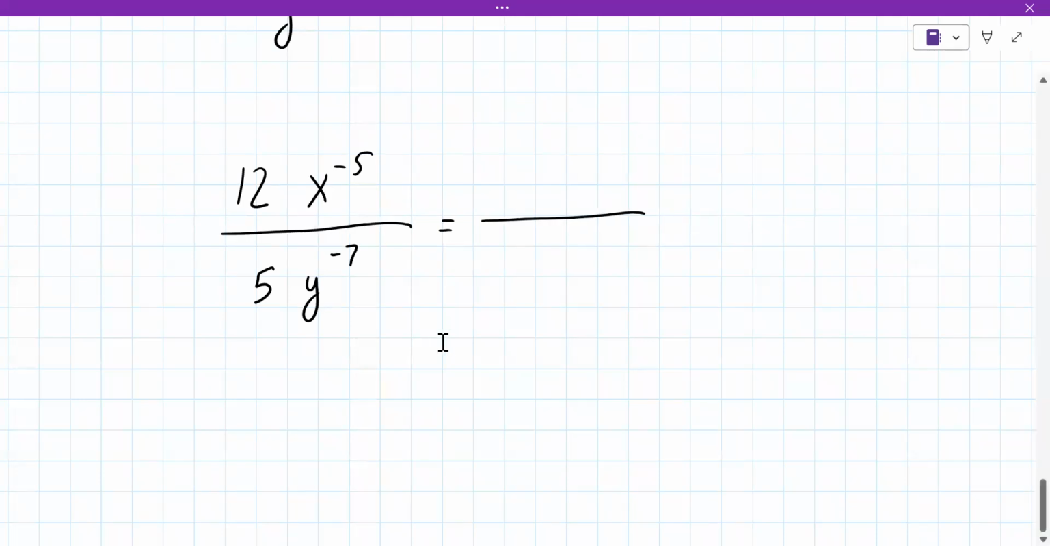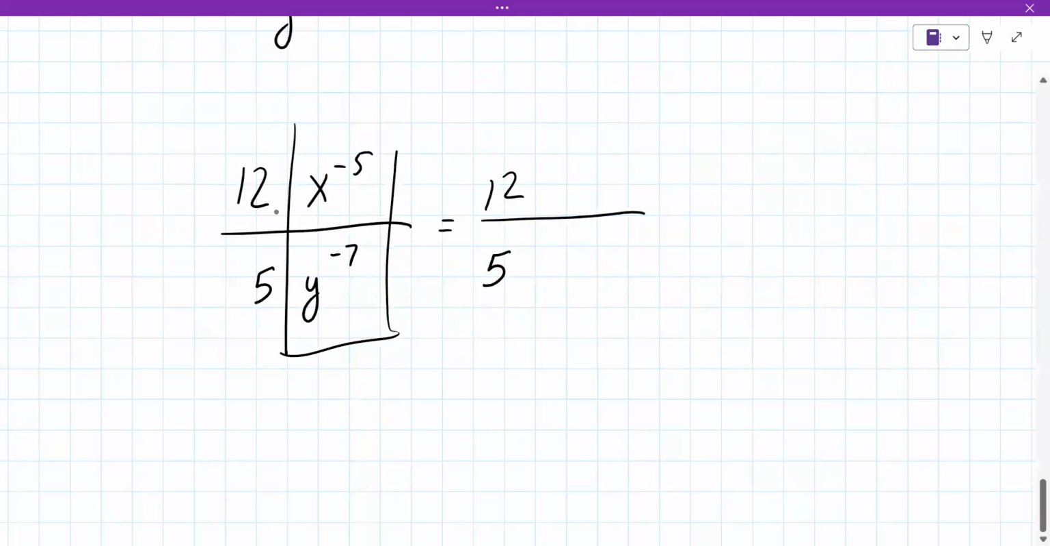Times 5y to the seventh. What goes on the top? 5y to the seventh. Okay, so the numbers do not change positions because there's no negative exponents there. It's just the variables that you have to worry about. They switch positions. 12y to the seventh over 5 to the fifth. Yes, good.